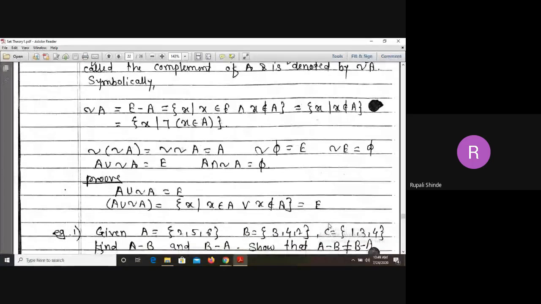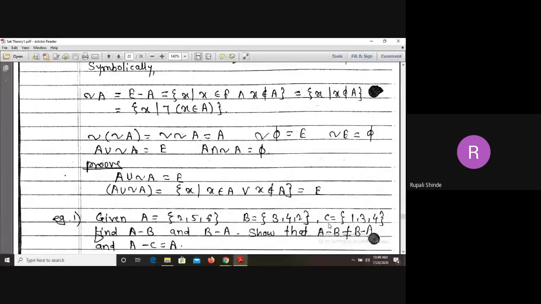So here some examples are given. Three sets are here, A, B, C, and we have to find A minus B and B minus A. Again, we have to show A minus B is not equal to B minus A, and A minus C is equal to A. So one by one we will solve it. First one is A minus B.